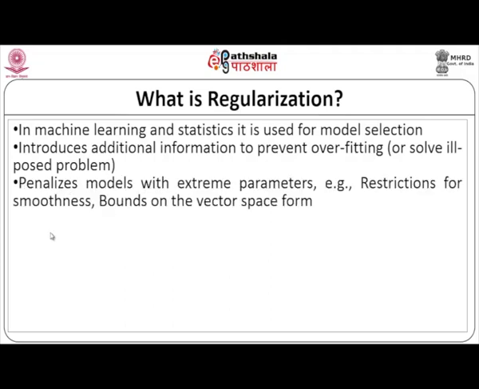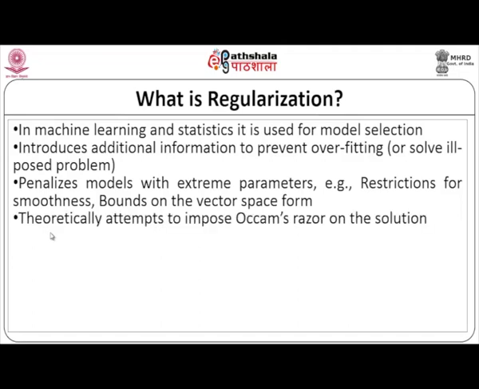So, it penalizes models with extreme parameters. There are restrictions for smoothness and bounds on the vector space norm, and it penalizes models that have these problems. Theoretically, it attempts to impose Occam's razor on the solution. Remember what Occam's razor is? Occam's razor says that given a data space, try to find a hypothesis which is the most simple. So, it attempts to impose that on the solution, making it as simple as possible.